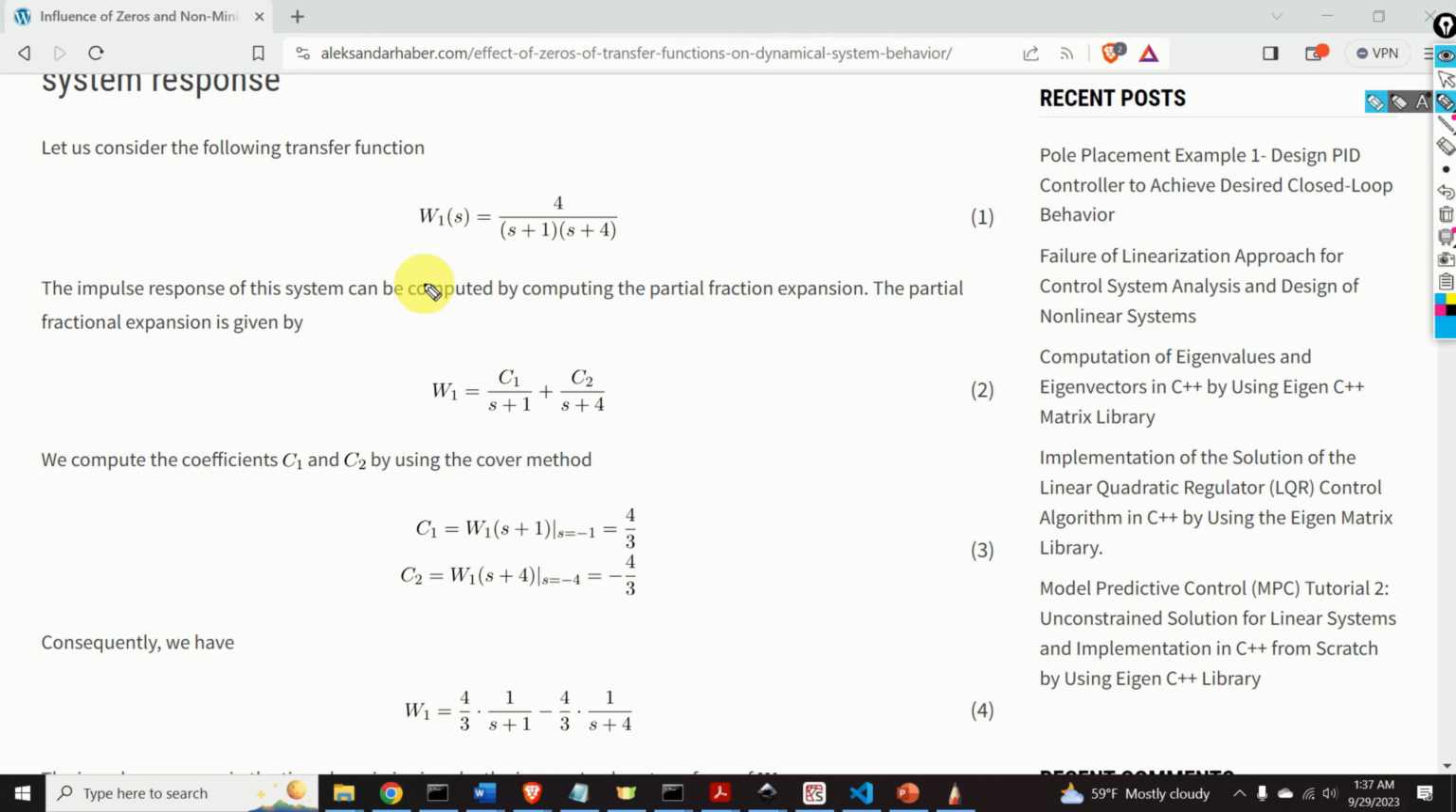For completeness of this video tutorial, over here I will briefly explain how to compute C1 by using the cover-up method.